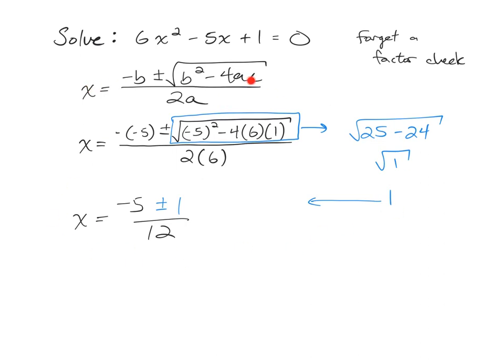I wrote down the quadratic formula because I forgot to do a factor check. I substituted all my numbers into the quadratic formula. I looked at the square root over here. Negative 5 squared is 25. When I look at the rest of these numbers, negative 4 times 6 times 1 is in fact a negative 24. So I'll be subtracting. 25 minus 24 is 1. The square root of 1 is 1. 1 is what gets substituted back into this quadratic formula.